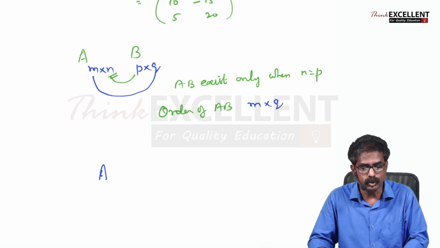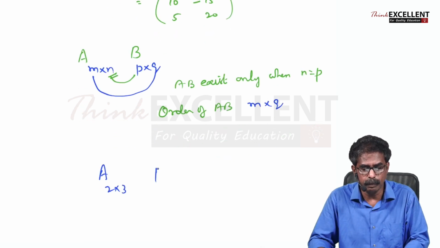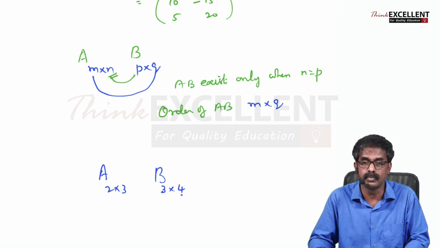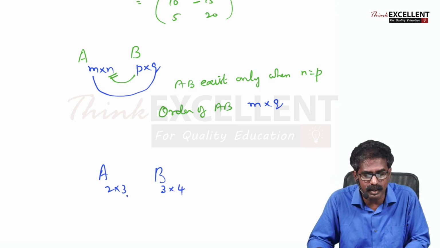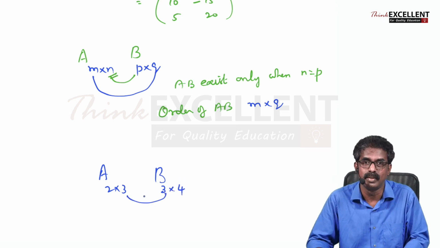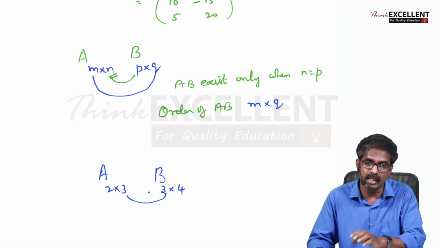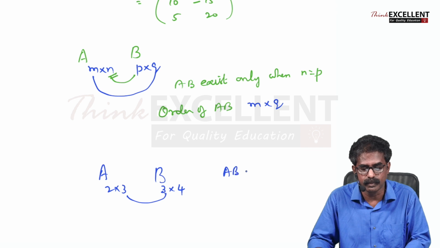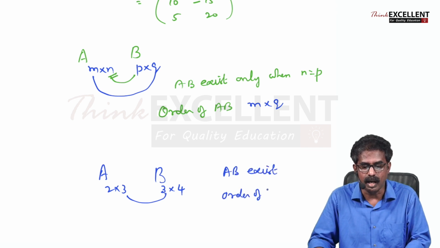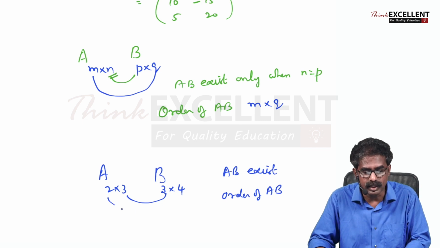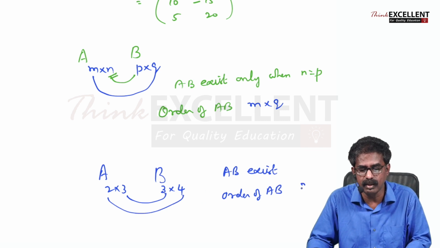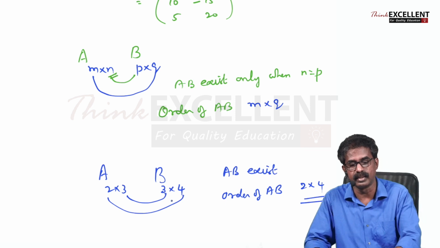Suppose A's order is 2 by 3. B's order is 3 by 4. Can you find AB? Yes, you can find, because this 3 and 3. Number of columns of the first matrix equal to number of rows of the second matrix. They are equal. So AB exists. What is the order of AB? Order of AB is first into last. Okay, that is 2 by 4. Okay, like this you can find.